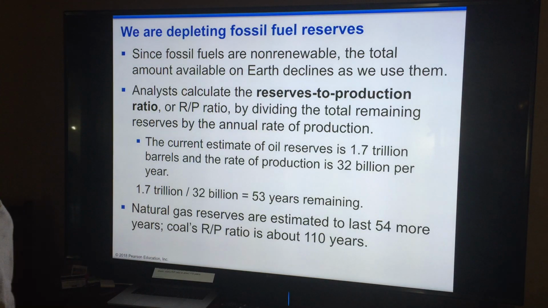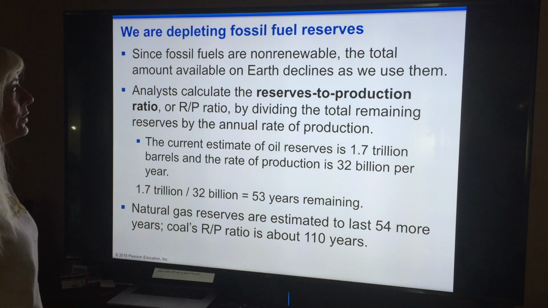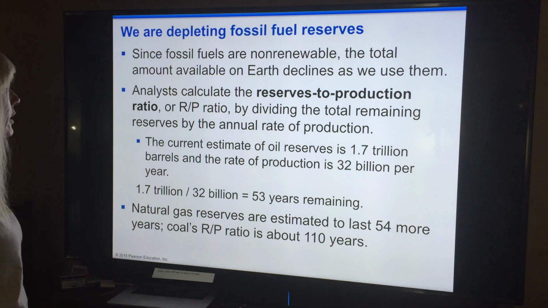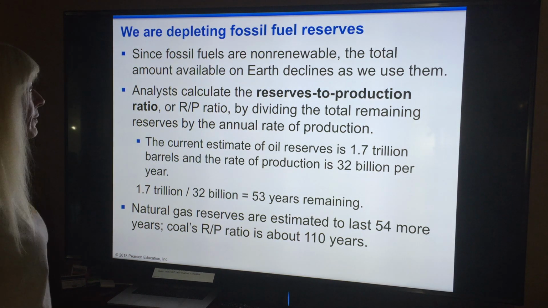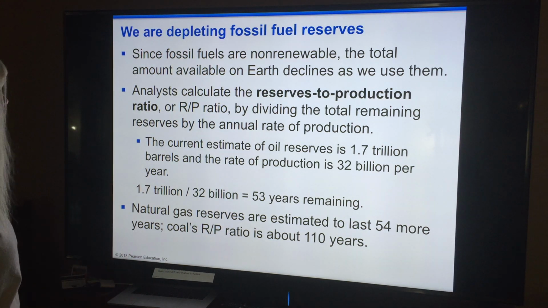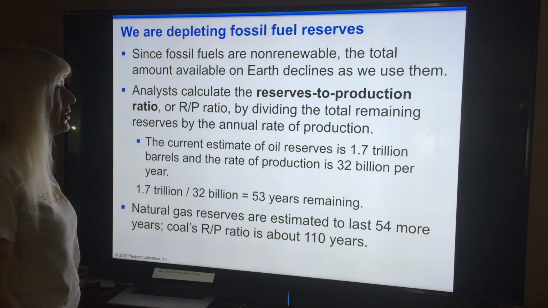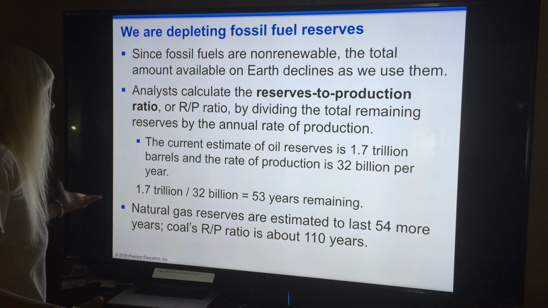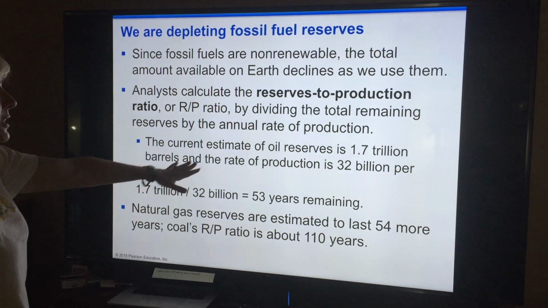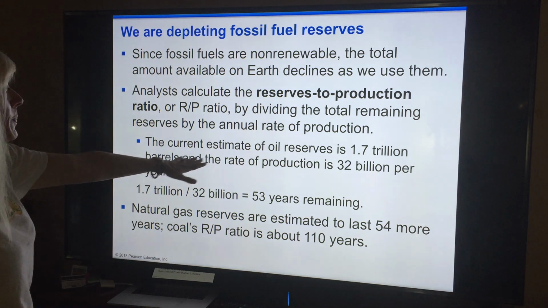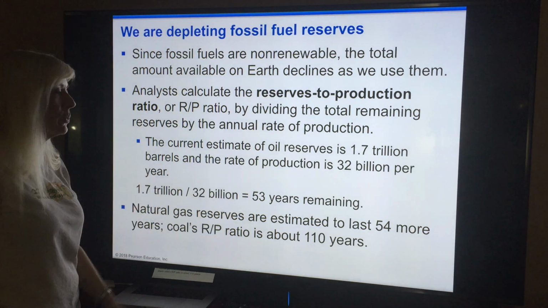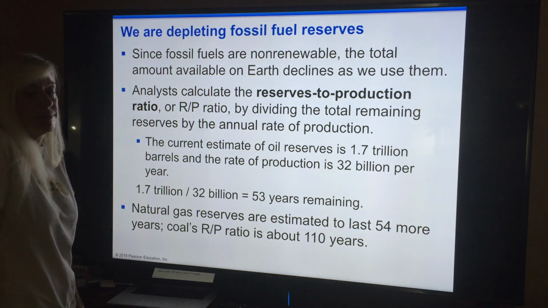So since fossil fuels are non-renewable, the total amount available on Earth declines as we use them. Analysts calculate the reserve to production ratio by dividing the total remaining reserves by the annual rate of production. The numbers don't matter, okay? But what they're saying is the current estimate of oil reserve is about this much, and the rate of production is this much. So that gives us about 53 years when this was made in, what, 2018.